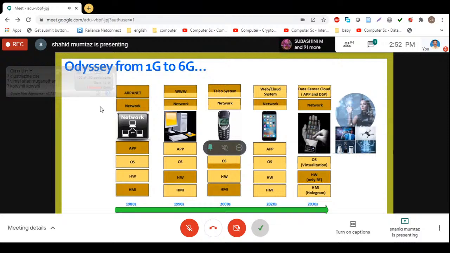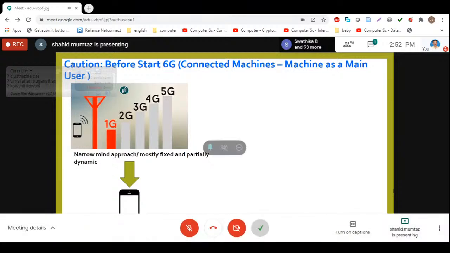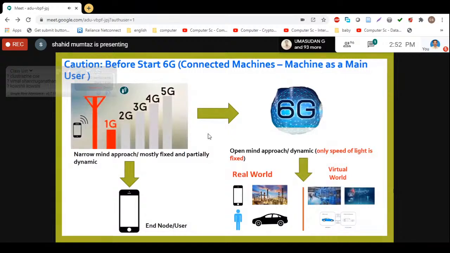Actually, this is a nice picture to understand where we are going. So if we start with 6G, before 6G, it's very important to understand where we are now. If you see from 1G to 5G, whenever we developed our solution, our network, we always thought of the smartphone, the mobile phone or user, as our only device. We always made the solution for this kind. So this is a very narrow-minded approach we used until 5G, and mostly the solutions we are doing are fixed or partially dynamic, but not fully dynamic. But in 6G, we need to be more open and more dynamic.